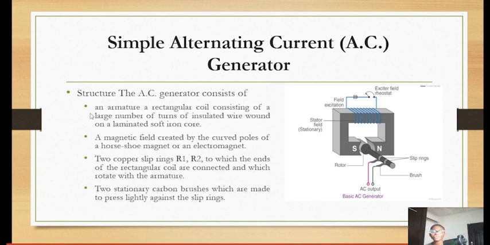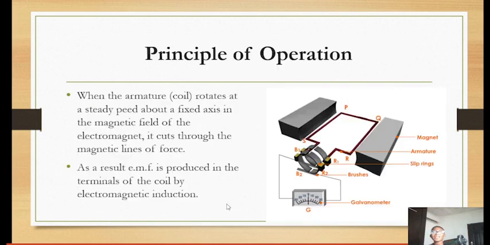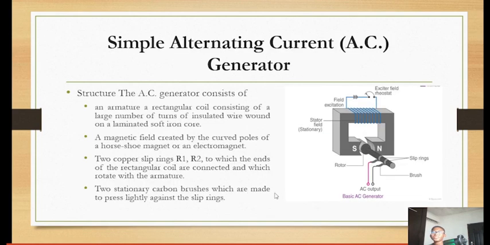Structure: the AC generator consists of one, the armature, a rectangular coil consisting of a large number of turns of insulated wire around a laminated core. Two, a magnetic field created by curved poles of a horseshoe magnet or an electromagnet. Can you see the magnet there? We can see the north pole and the south pole. Three, two copper slip rings, R1 and R2, to which the ends of the rectangular coil are connected, and which rotate with the armature. Four, two stationary carbon brushes which are made to press lightly against the slip rings. And that's the simple alternating current generator.